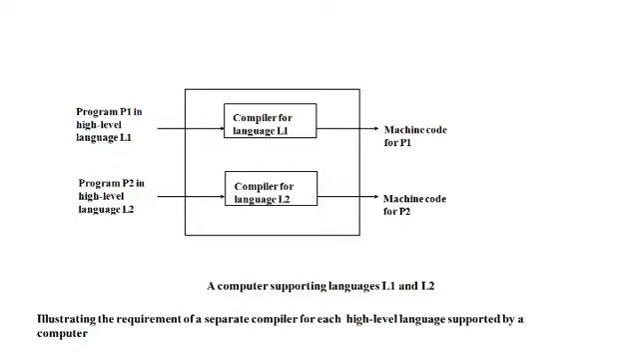If we talk about the schematic diagram, if you want to execute your programs in two languages, you need separate compilers for those two languages. Means program P1 in high level language L1 and program P2 in high level language L2. So you need different compilers for these two languages L1 and L2, and these compilers will have separate machine code.